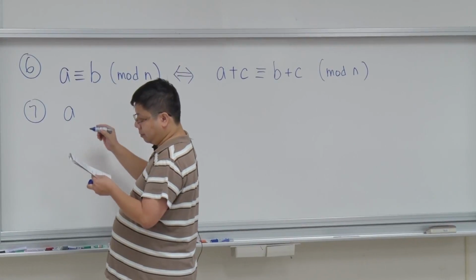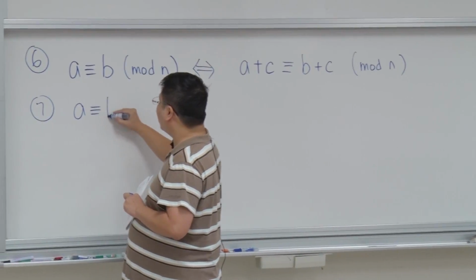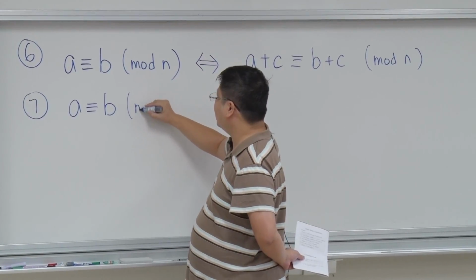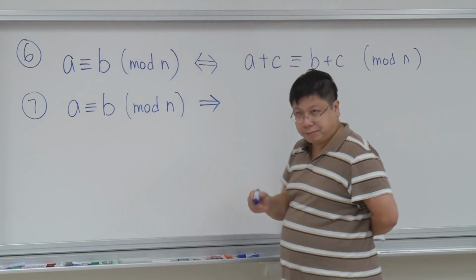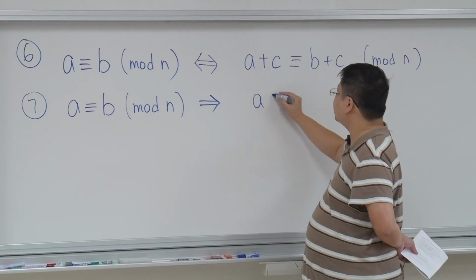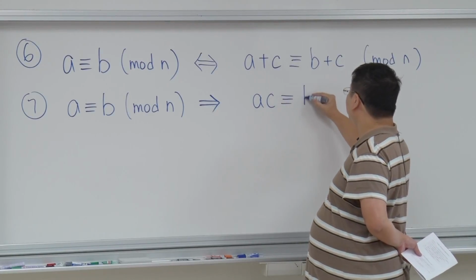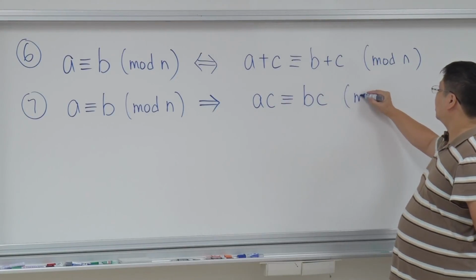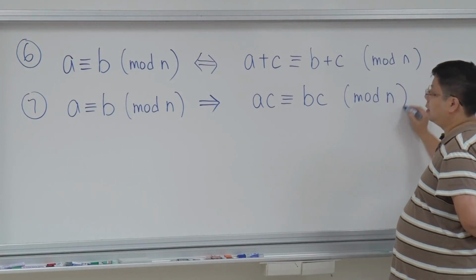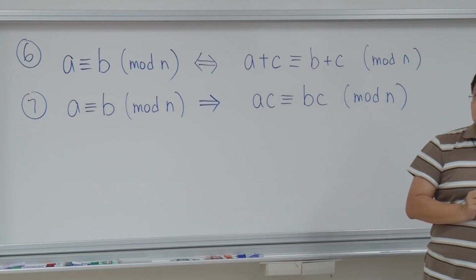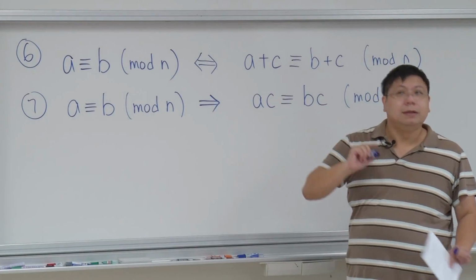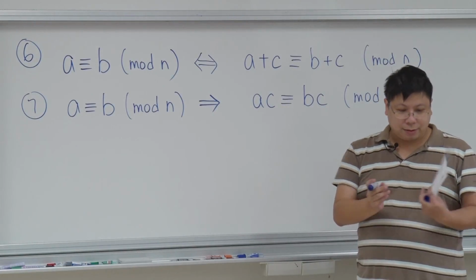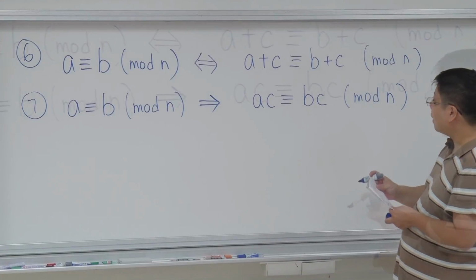We can have another one. Suppose that you have A is equal to B mod n. Then this implies A times C is equal to B times C mod n. Okay? Is that okay? Now, but on the other hand, this direction, you cannot go back. In general, you cannot go back.